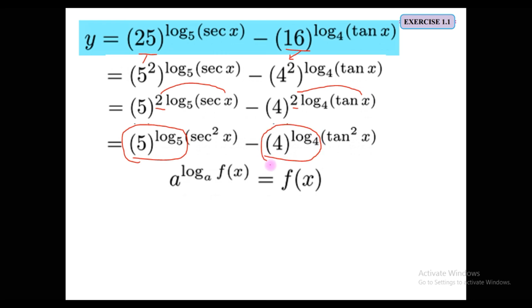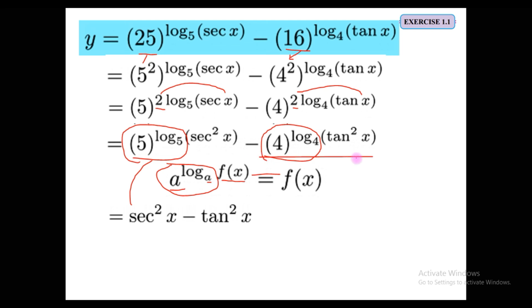It is solved with a certain rule. If a to the power log of f of x to the base a, if this index has the same base log a, then we will write only the function. Only the function has to be written. This part vanishes, and only this part is left. So from all this only sec square is remaining, and from all this only tan square is remaining. And as we all know, sec square x minus tan square x is equal to 1.